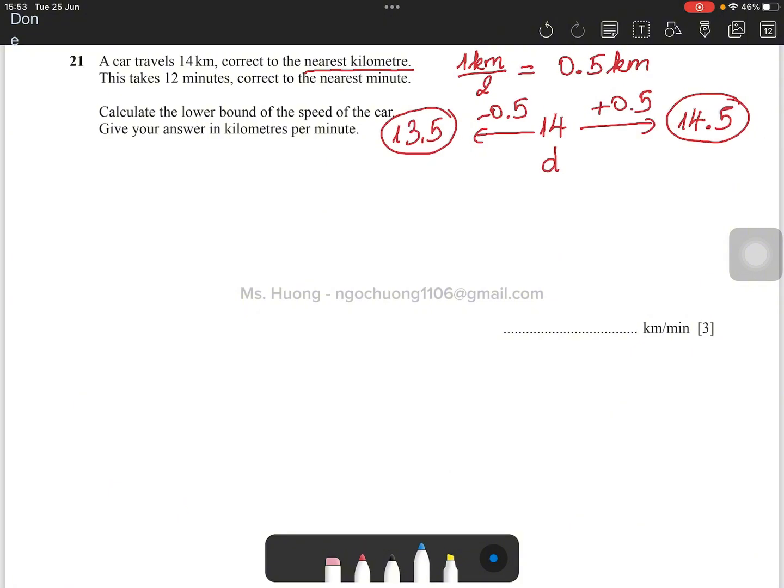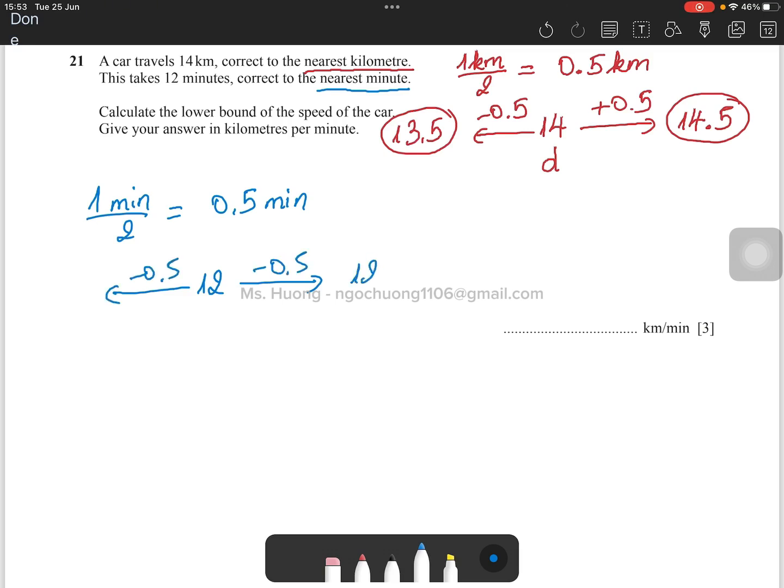And then this takes 12 minutes, correct to the nearest minute. So we also divide 1 minute by 2 equals 0.5 minutes. So we also add and subtract 0.5 from the number 12 to get the upper and lower bound of the time. 12.5 and 11.5 here. So this is the upper and lower bound of time.